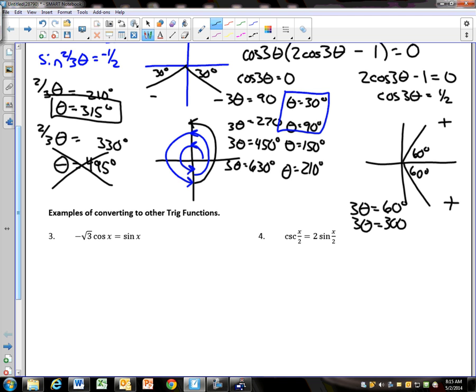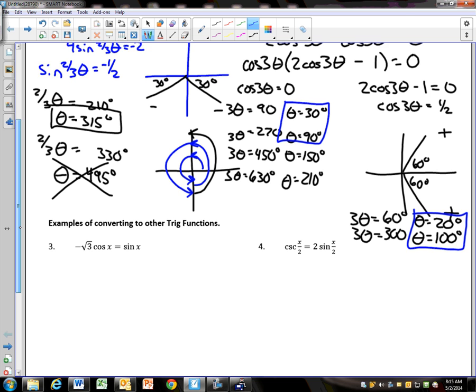So if 3 theta is equal to 60, then theta is equal to 20. And if 3 theta is equal to 300, then theta is equal to 100. So the values I'm concerned about are 30, 90, 20, and 100. Those are the values I want to know. Obviously there's a lot more that exists between 0 and 360. I'm not going to labor us by trying to find them. Is that okay? So, that's the important part.